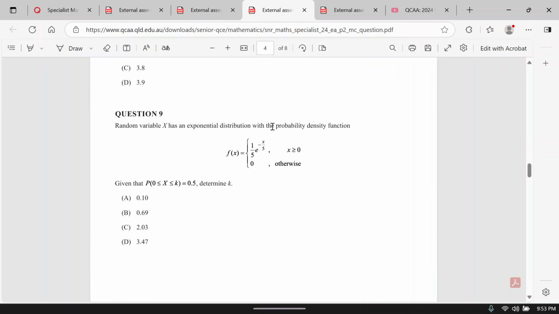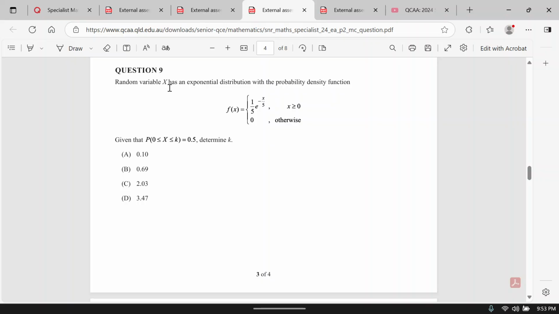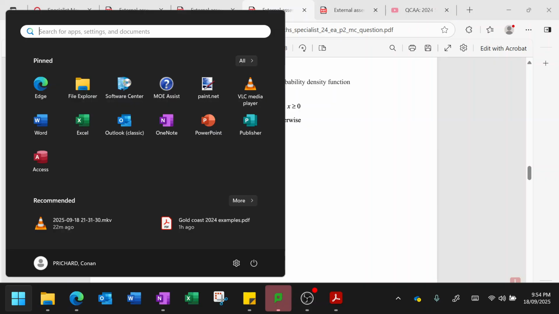Cool. Okay. Paper 2 question 9, here we go. So it says a random variable x has an exponential distribution with a probability density function given here to us. It says that given that the probability that a particular value is between 0 and k is equal to 0.5, we want to determine k. So here we're actually going to be working backwards. So let's have a look.